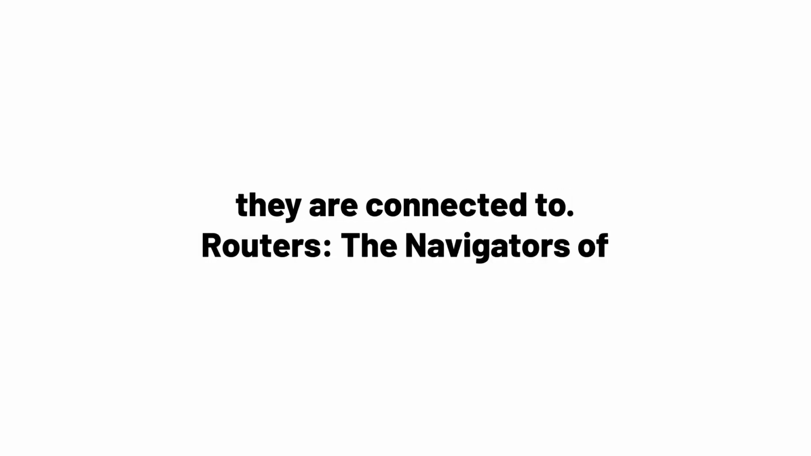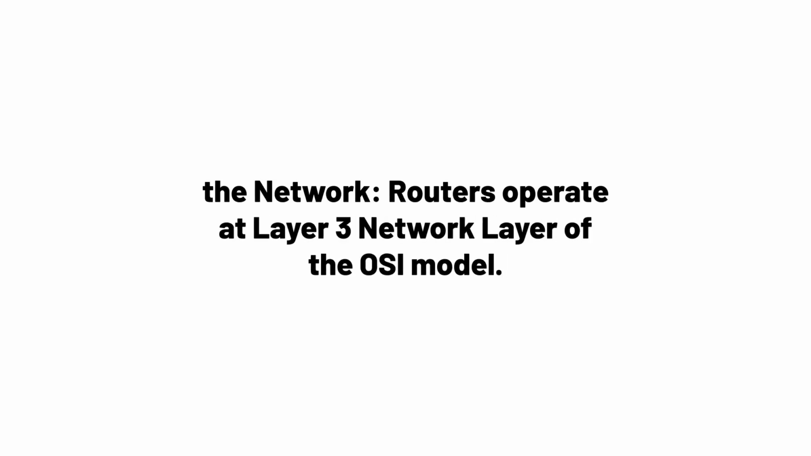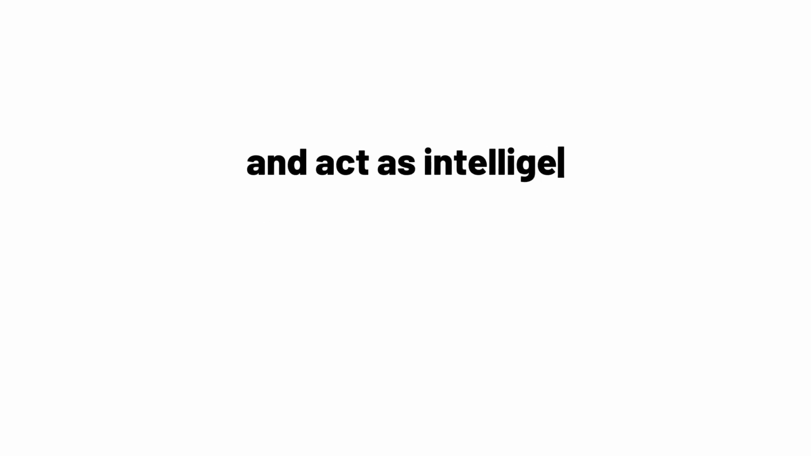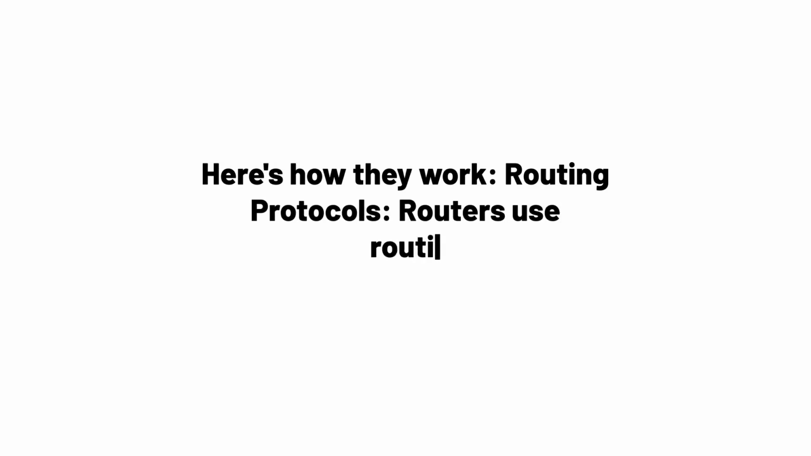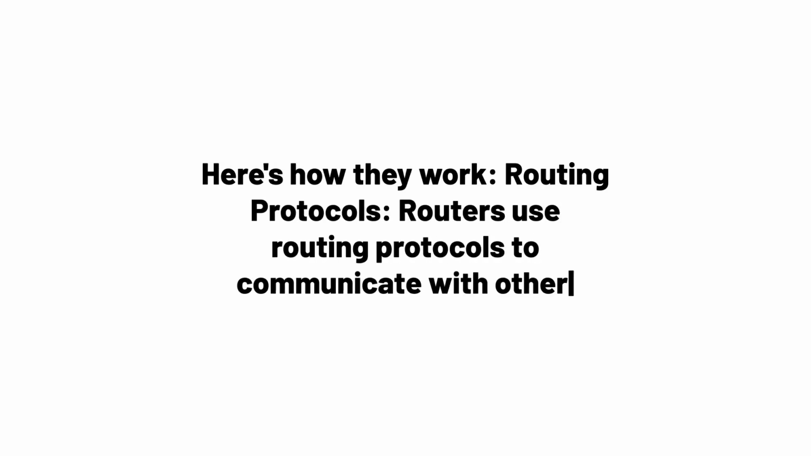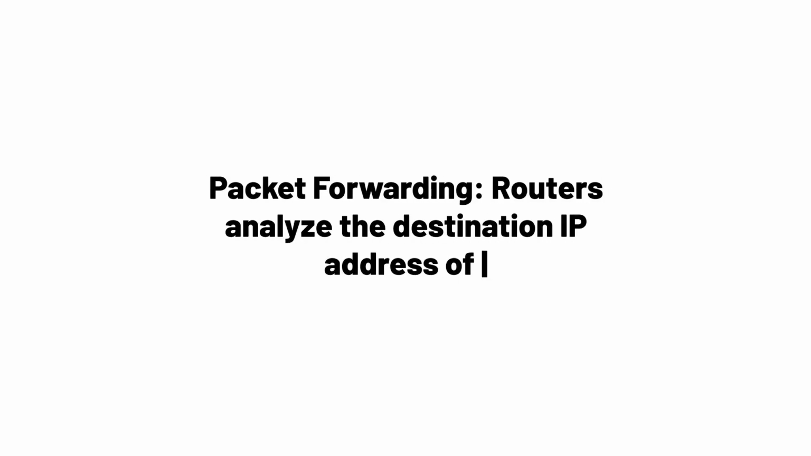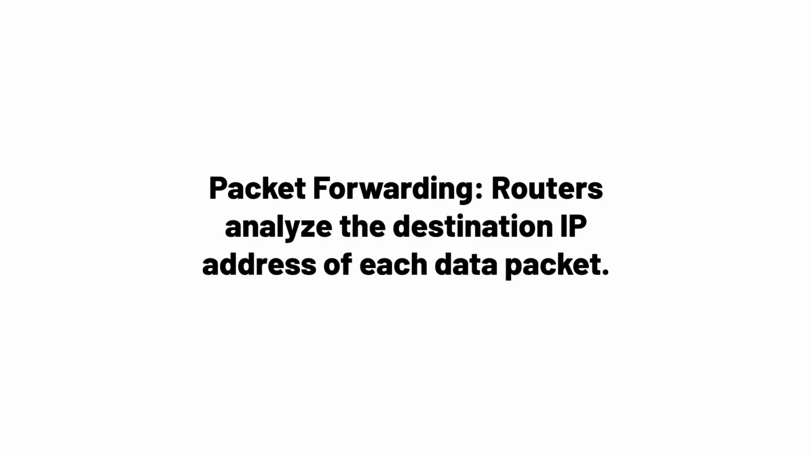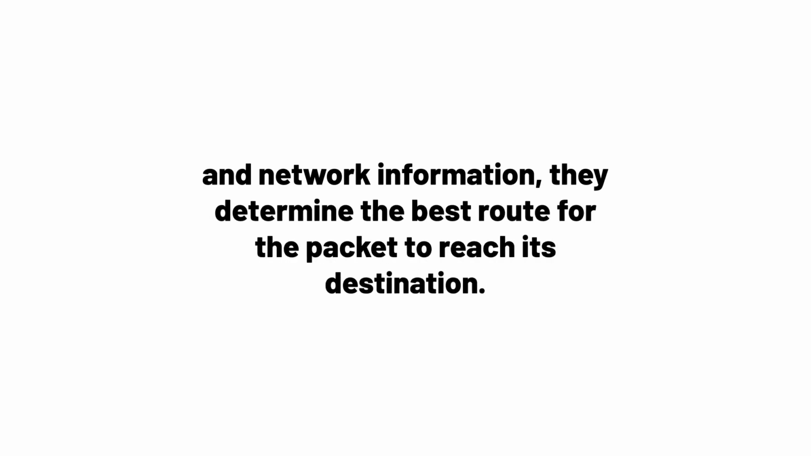Routers, the navigators of the network. Routers operate at layer 3, the network layer, of the OSI model. They connect different networks and act as intelligent gateways, directing data packets to their final destination. Here's how they work. Routing protocols: routers use routing protocols to communicate with other routers and learn about the network topology layout. Packet forwarding: routers analyze the destination IP address of each data packet. Based on the routing table and network information, they determine the best route for the packet to reach its destination.